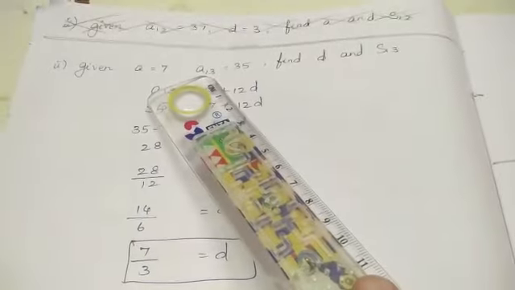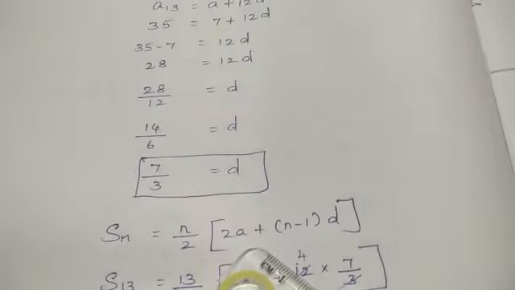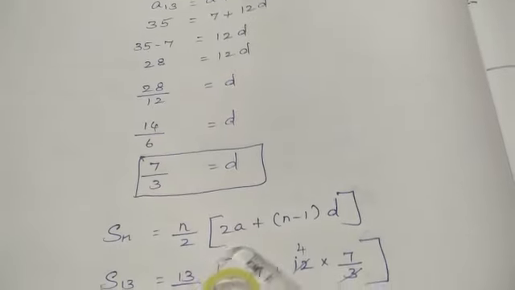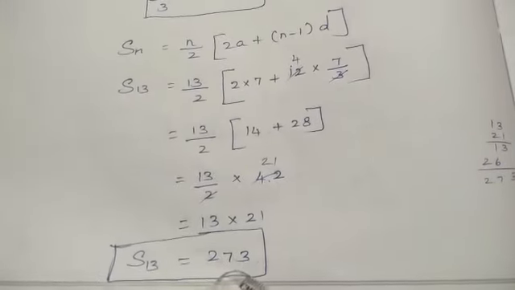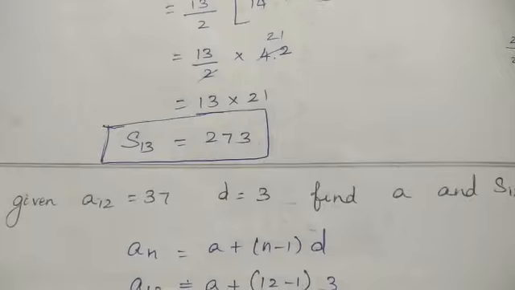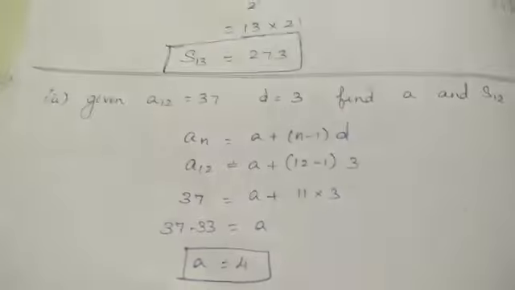A13 is the 13th term, the last term. So n by 2 into a plus l you can apply here. I substituted in n by 2 into 2a plus n minus 1 into d and got the answer 273. Okay. You try n by 2 into a plus l also, and check whether the answer is correct or not.